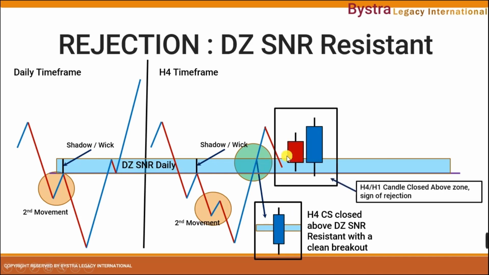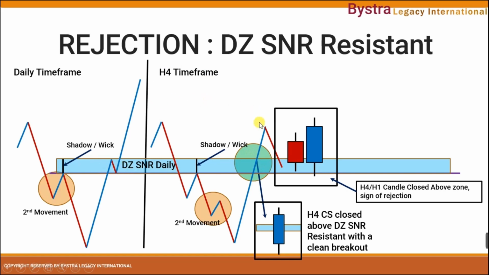We look for confirmation of rejection when the price comes back to this area to test as a new support. So since this is the H4 time frame, the breakout of the candle also has to be at the H4 time frame because the danger zone is at the daily time frame.